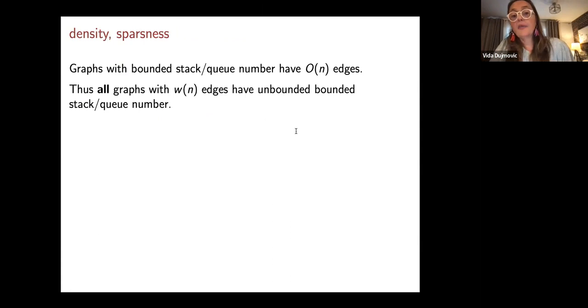Okay. Another thing we know about these two notions is that graphs that have a constant stack or queue layout have a linear number of edges. Therefore, if you want unbounded stack number or queue number, as long as you have more than linear, if you have omega of n edges, then both your stack and queue numbers are unbounded. So that's not separating us.